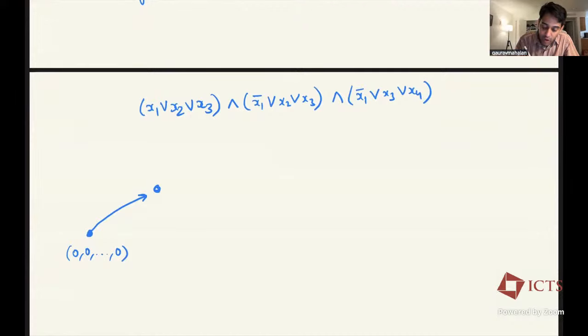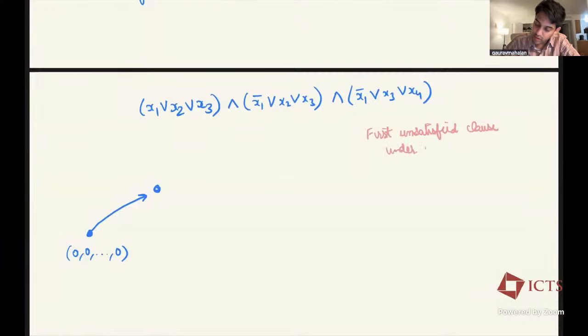So to figure out what actions are available to a state, you look at what's the first unsatisfied clause under the assignment.